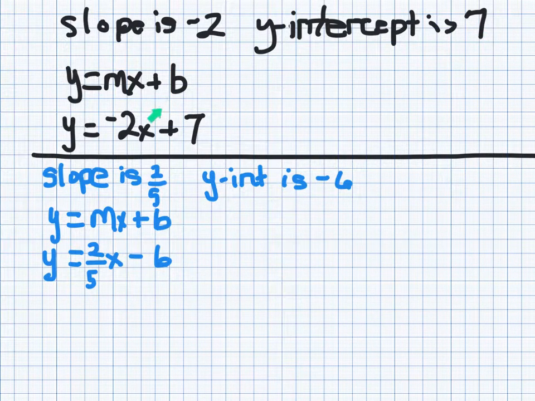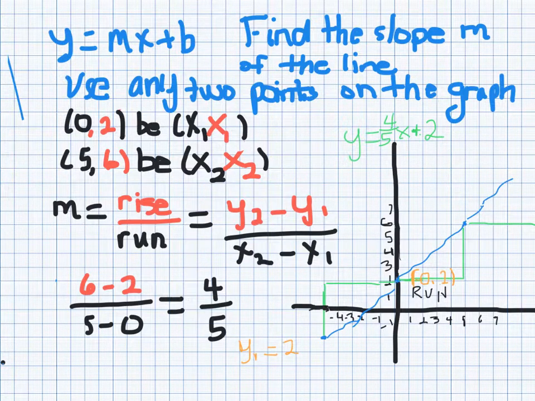Let's say you're told that the slope is -2 and the y-intercept is 7. We write out the slope-intercept form, which is this right here, and we plug in our numbers. The slope is -2, the y-intercept is 7. Let's say you're told the slope is 2/5 and the y-intercept is -6. You write out the slope-intercept form, and then we have y equals 2/5x minus 6.